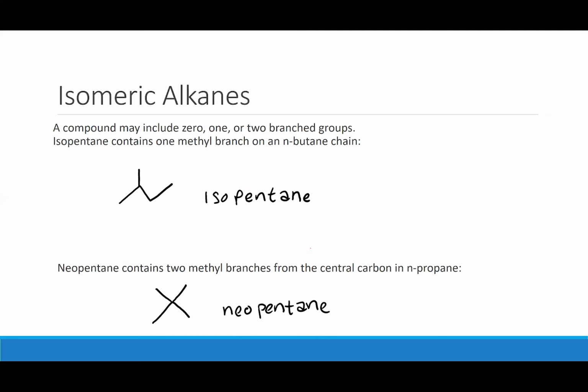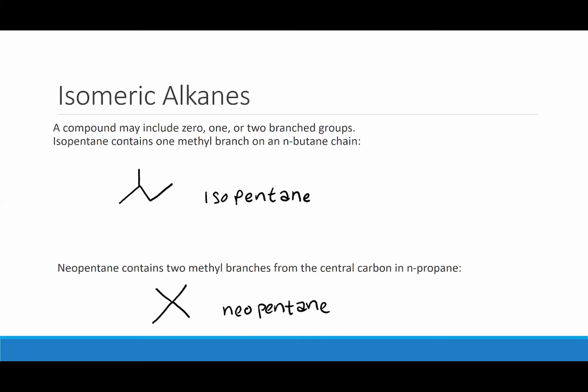Generally, compounds that are isomers can include 0, 1, 2, or even more branched groups. Our example isopentane contains only one branch on a butane chain, but something like neopentane, just another isomer of pentane, contains 2 methyl branches on the central carbon of a propane.